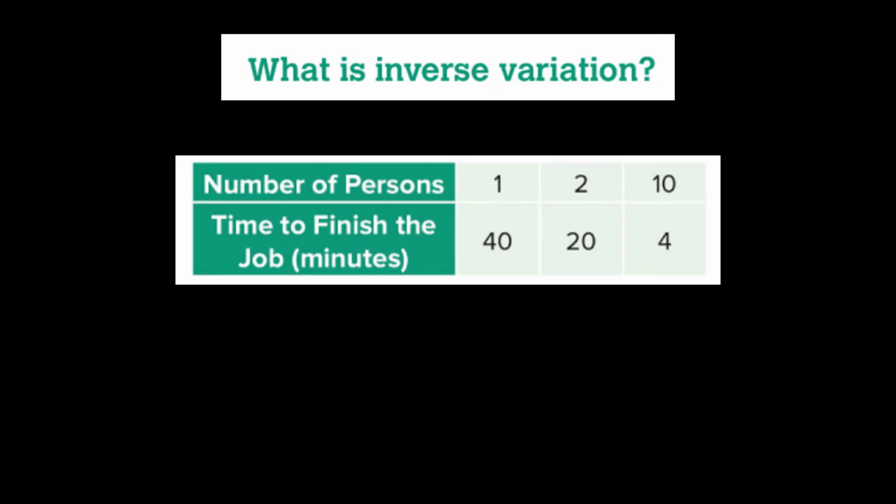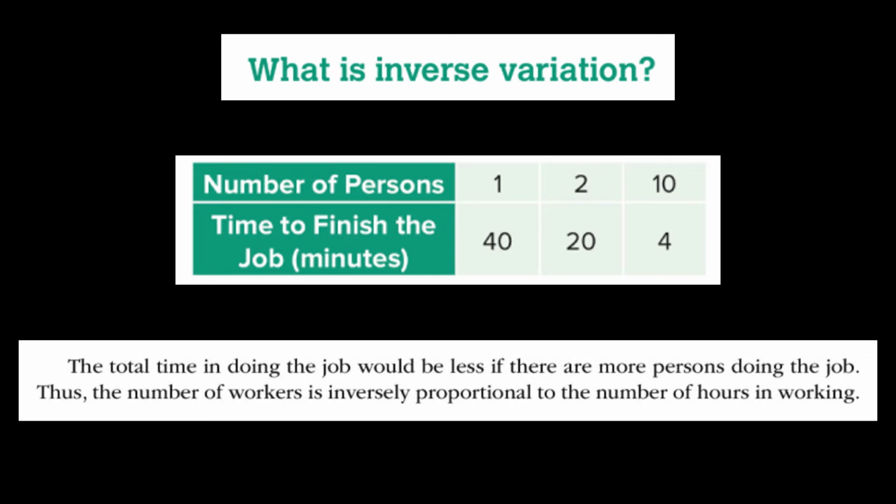Number of persons versus time to finish job in minutes. Okay? In one person, he can finish the job in 40 minutes. Kapag dalawang person, 20 minutes. Kapag 10 tao, 4 lang na minuto. So, if you notice, as the number of persons increases, the time to finish the job decreases. So, this is inverse variation. So, the total time in doing the job would be less if there are more persons doing the job. Thus, the number of workers is inversely proportional to the number of hours in working.